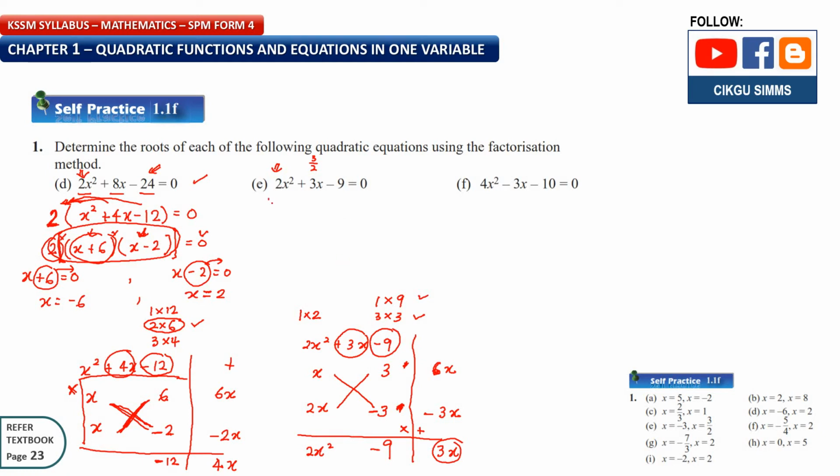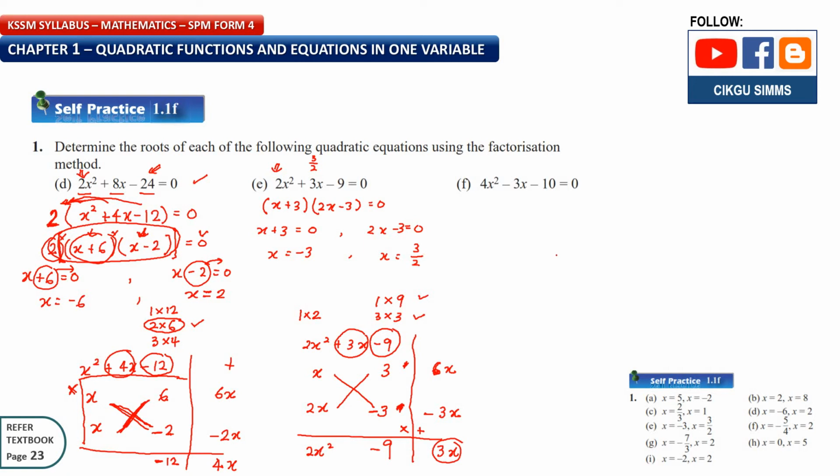So let's put them in the brackets. x plus 3 and then 2x minus 3 equals 0. So let the first bracket equal 0 and the second bracket equal 0. And then we solve it for the first one, and then you solve it for the second one. Okay, so that's the final answer.